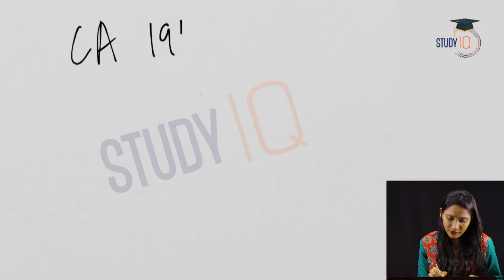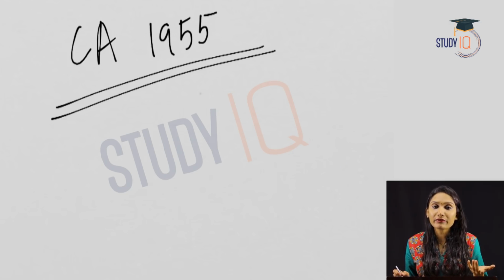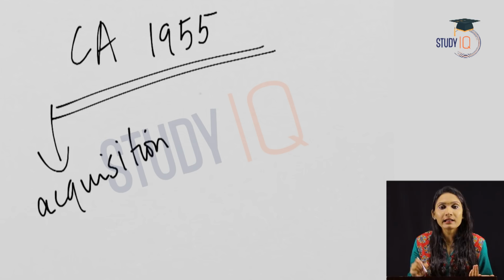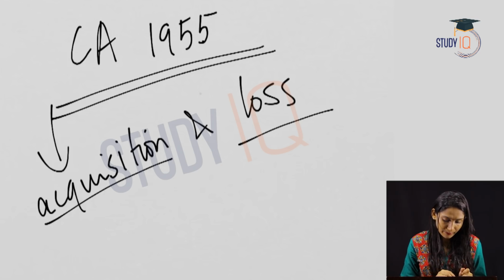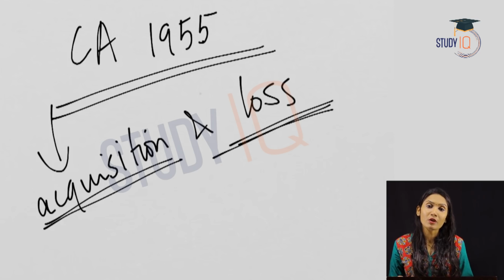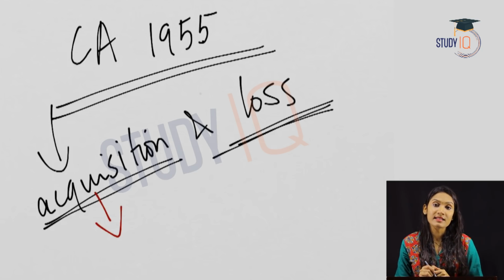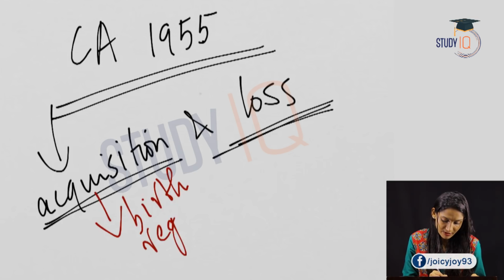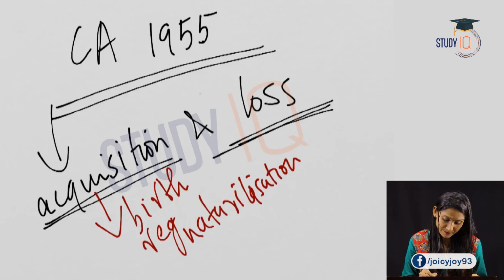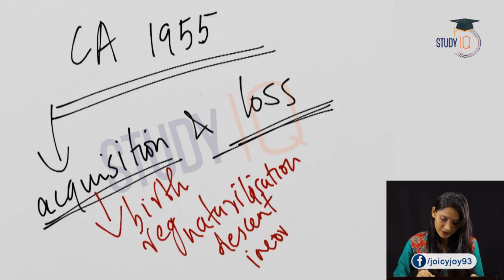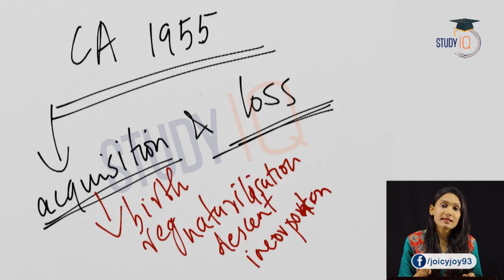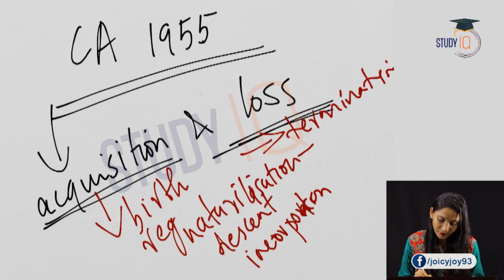But before we move on to the current affair, let us see what the Citizenship Act of 1955 is. The Citizenship Act of 1955 provides for acquisition and loss of citizenship after the commencement of the Constitution. Let us see the ways by which a person can acquire citizenship in India: one is by birth, second by registration, third by naturalization, fourth by descent and fifth by incorporation of a territory. And according to the Citizenship Act of 1955, a person loses his citizenship by way of termination, renunciation and deprivation.